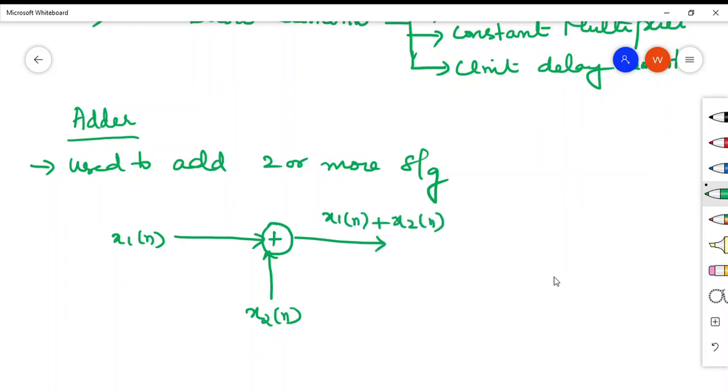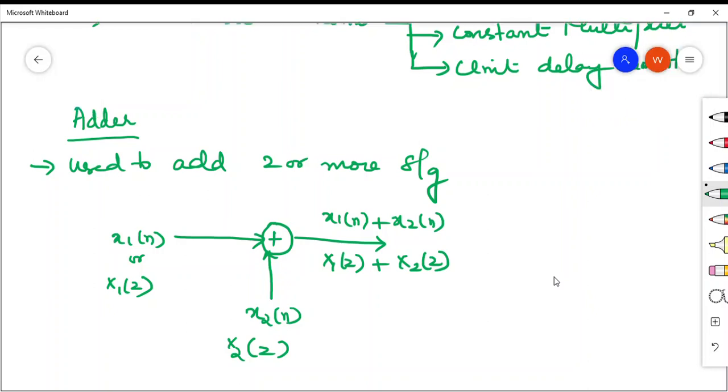Similarly, you can represent this in Z domain also. So, I will represent the Z transform of x1 of n as x1 of z, x2 of n as x2 of z. So, now if you pass this x1 of z and x2 of z through this particular adder, you are supposed to obtain the sum of these two signals. So, that is x1 of z plus x2 of z. So, this is an adder. This is how you represent an adder.